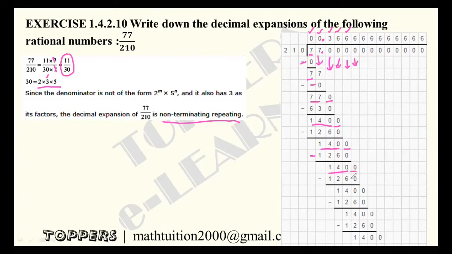Next 0 down. So we get 1400. How many times? 6 times. 6 times 210 is 1260. It goes on. See, we get all 6s. So the repeating block is 6. After 3, we are getting 6 repeating continuously, right? So 77 by 210 is 0.3666 repeating. So this also can be written as 0.36 with a bar only on 6.